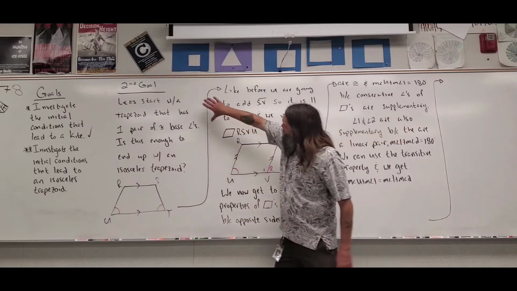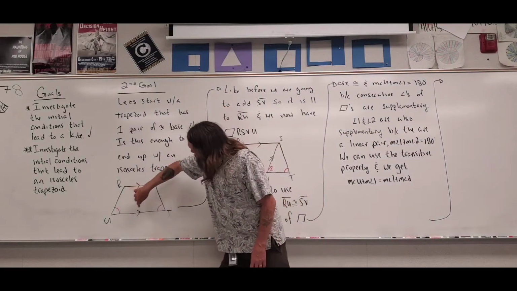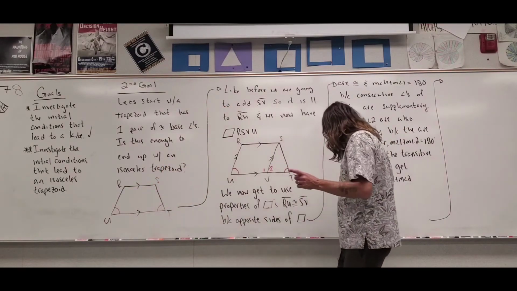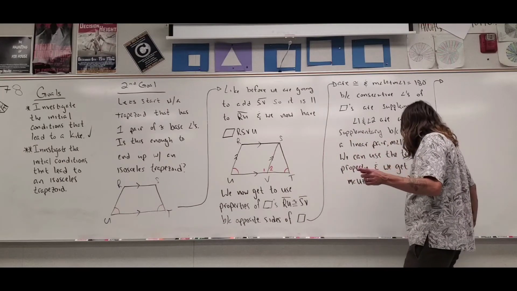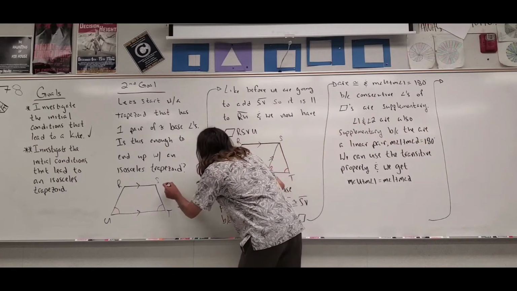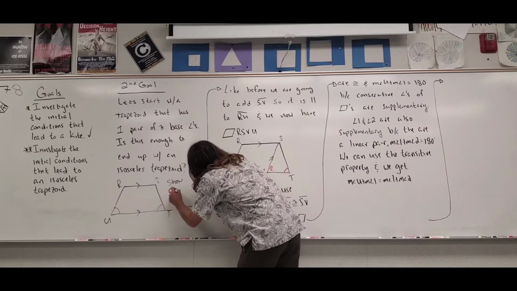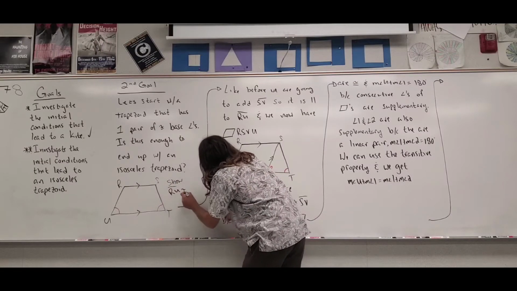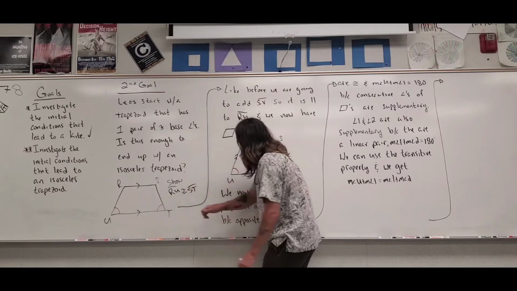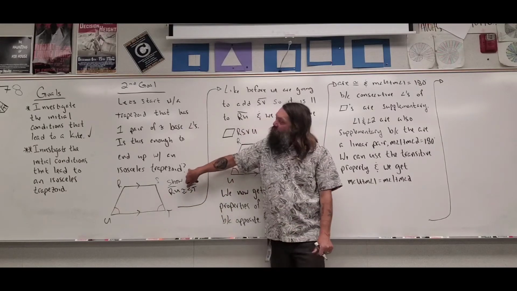Meaning, does this initial condition of one pair of congruent base angles, is that good enough for us to argue, or us to show that side RU is congruent to side ST? These would be congruent legs, which would mean we'd have an isosceles trapezoid.